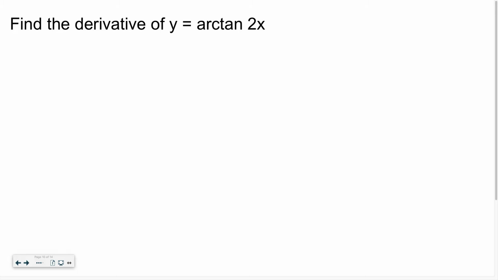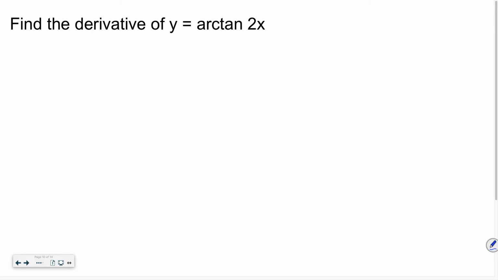Okay, what you need to keep in mind is that this rule that you have written down is for arctangent of x. Well, now we need to apply it to arctangent of 2x. We're going to do that just like we would any other derivative. What is inside stays inside, and then we apply the chain rule.